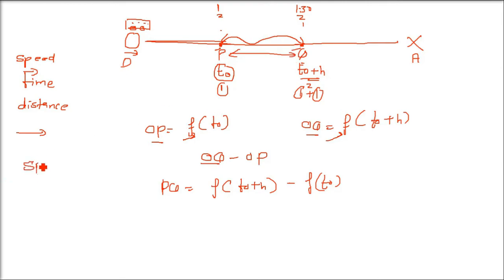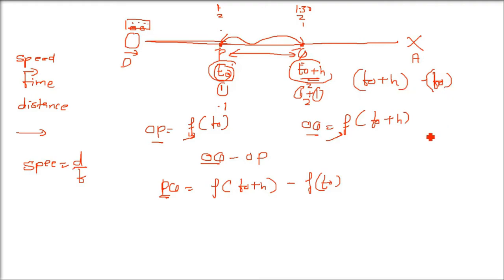Distance. Okay. Speed equals distance by time. I just told you that distance is a function of time. So PQ is f(t0 plus H) minus f(t0). Now what is the time? T0 plus H at point Q, and the time at P is T0. So 2 hours for point Q, 1 hour for P. So 2 minus 1, 1 hour. So the distance I told you, we traveled a certain distance.